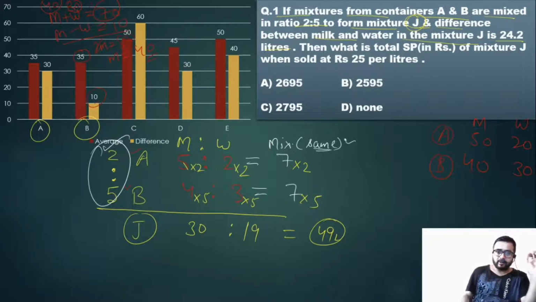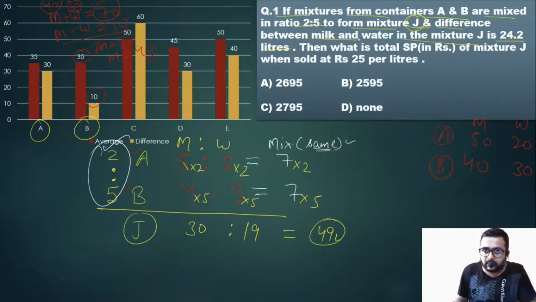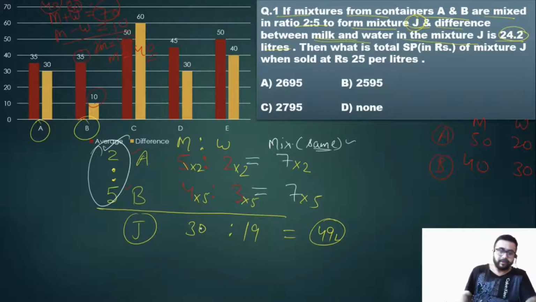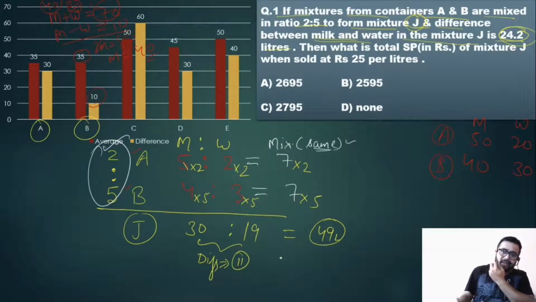Okay, now see here. Now milk and water difference is given here, 22.4 liter. Now this will be your difference. What is difference according to this? So we will say 30 minus 19, your difference is 11. But according to question, this difference, this 11 is equal to this 24.2. So can I say this 11 equals 24.2?